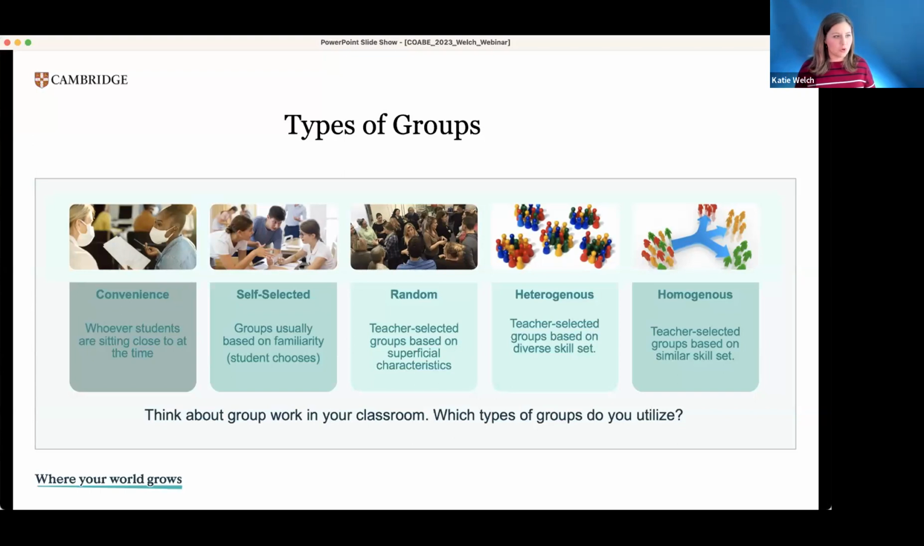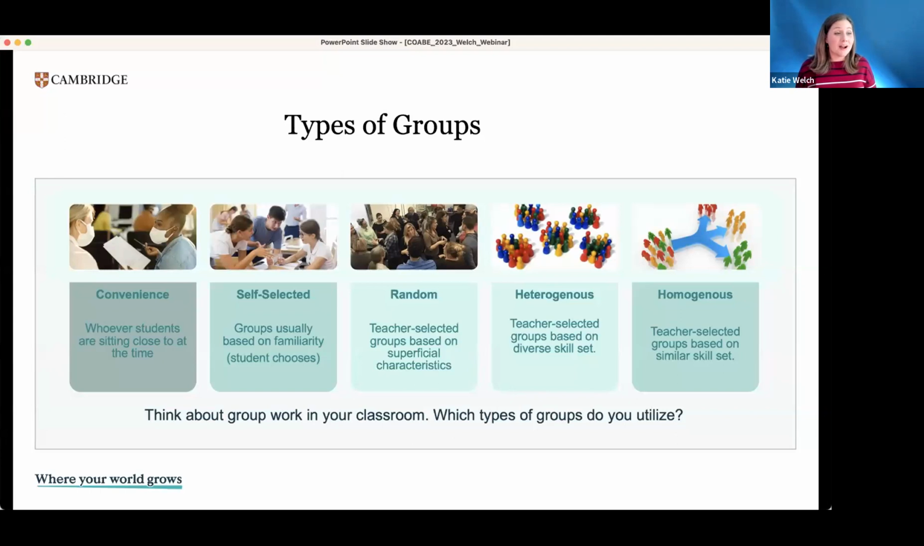Another kind of group where the student chooses their partner is a self-selected group. This is when you let the students pick their partner. Often they will just choose the convenient person sitting next to them, but sometimes they have a friend across the room that they enjoy working with, or maybe someone that speaks their native language that they want to work with. Dawn was saying sometimes she sees groups by first languages. So when students choose, they're going to choose based on familiarity.